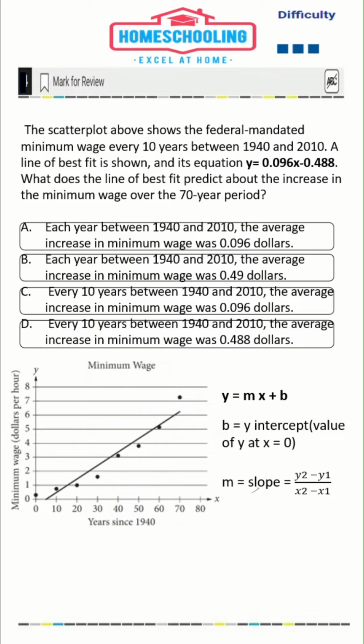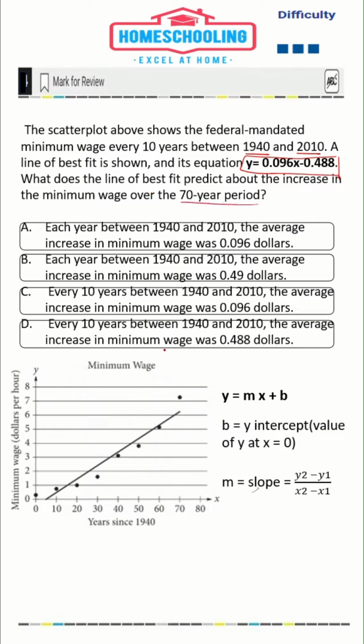This is one of the hardest SAT scatter plot questions. The question says that the scatter plot above shows the federal mandated minimum wage every 10 years between 1940 and 2010. A line of best fit is shown with equation y is equal to 0.096x minus 0.488. What would the line of best fit predict about the increase in minimum wage over 70 years?